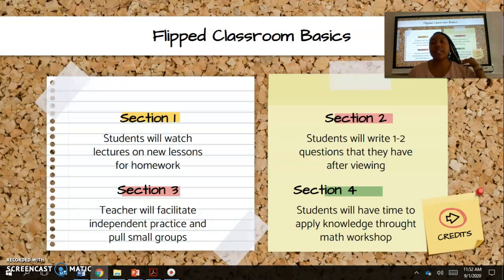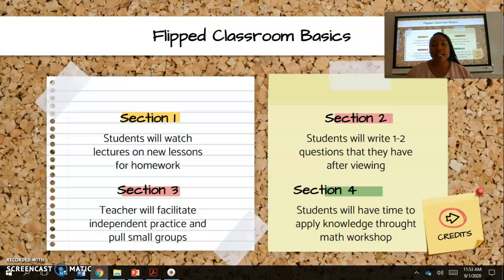So here are some flipped classroom basics. Step one, students are going to watch lectures on new lessons for homework. Then they're going to write 1 to 2 questions that they still have after viewing. Once we get those questions, we're going to take those and have a Socratic seminar discussion about our lesson in our video when we arrive to Zoom in the morning.